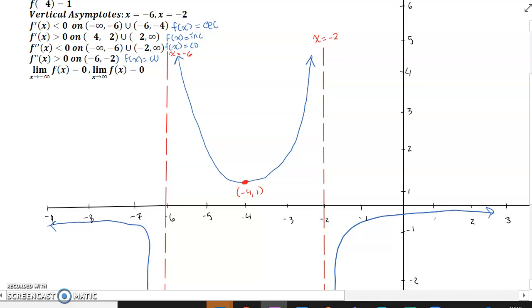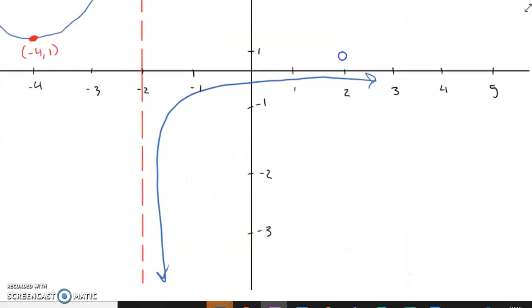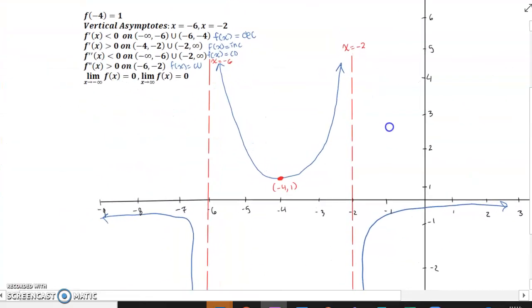Now for in between negative 6 and negative 2, I knew that f second prime of x is bigger than 0, which means f of x is going to be concave up. I also knew it could not pass negative 6 or negative 2 as there were vertical asymptotes, and that there was a point at negative 4, 1. So I drew the point, and since I knew it was concave up, I graphed my parabola as given, because I knew it couldn't pass those two asymptotes and it was concave up from the point.